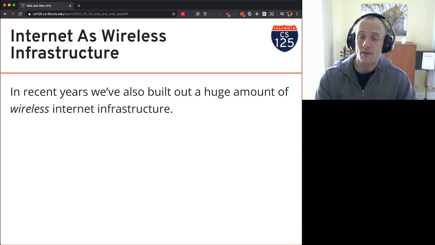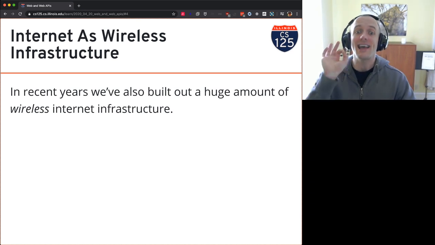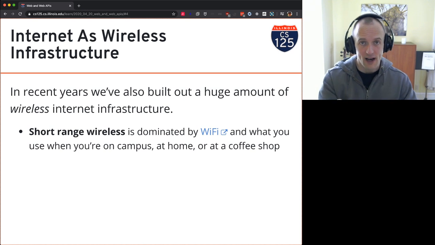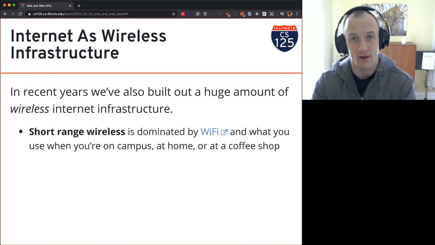Wireless infrastructure has been something that is increasingly a part of your experience of the internet, but this is done at the edge, right? It's the last hop. So all the different transfers, and we're going to talk about some of that process today, that are involved in moving data across the internet, typically only the last one is wireless, right?